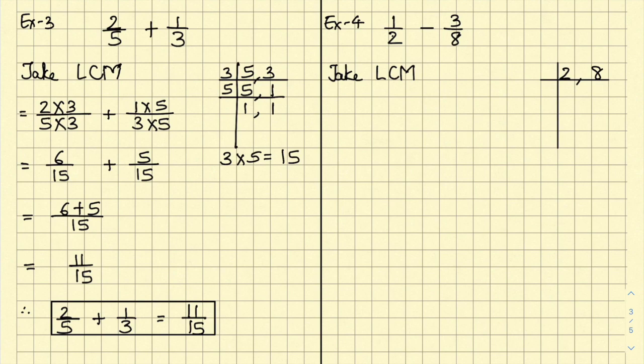2 and 8. In the 2 table you will get 2 ones are 2, 2 fours are 8. This 1 you write as it is, 2 twos are 4. Again, this 1 as it is, 2 ones are 2. So now the LCM, when you multiply 2, 2 and 2, you get 2 twos are 4, 4 twos are 8. So now what we need to do is 1 over 2 minus 3 over 8.